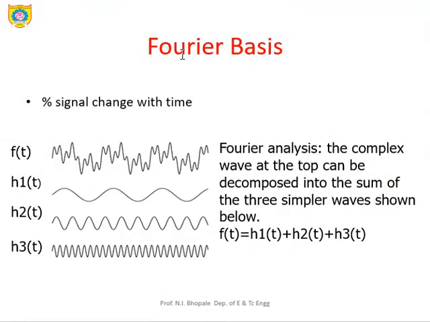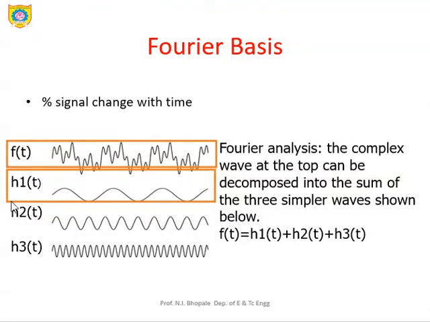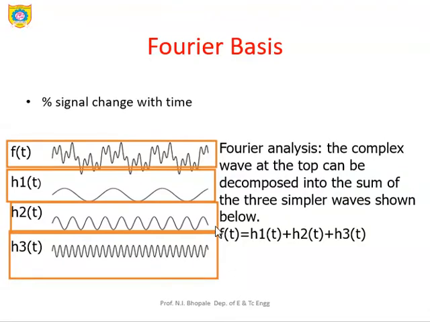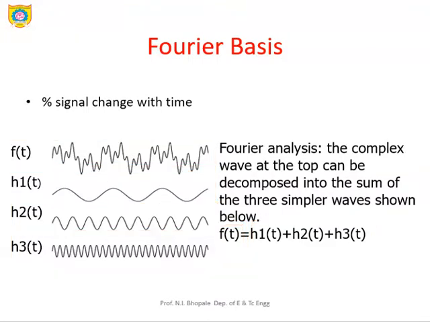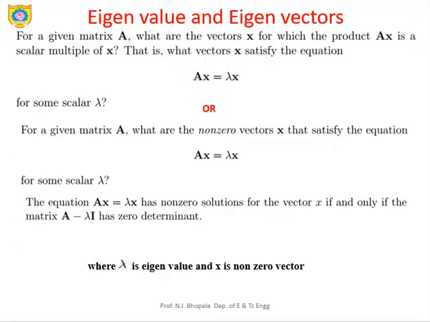Let's understand it. For the Fourier basis, a total of four waveforms are given. This is f of t, this is h1 of t, this one is h2 of t, and next is h3 of t. If we want to get f of t, it is actually the combination of h1, h2 and h3. By adding these three we get f of t. That is the Fourier basis. So this is all about the basis function.